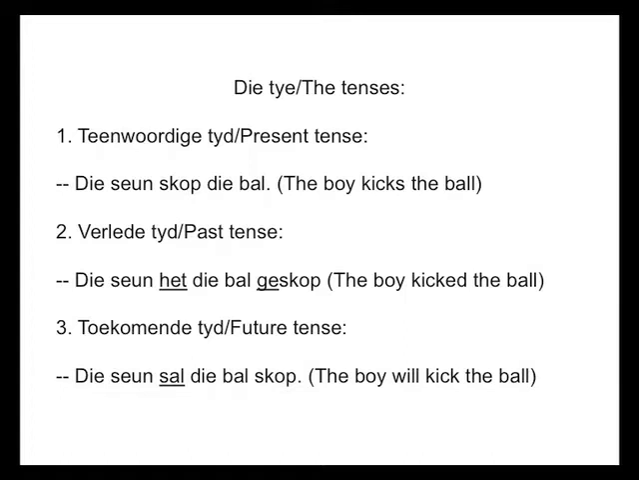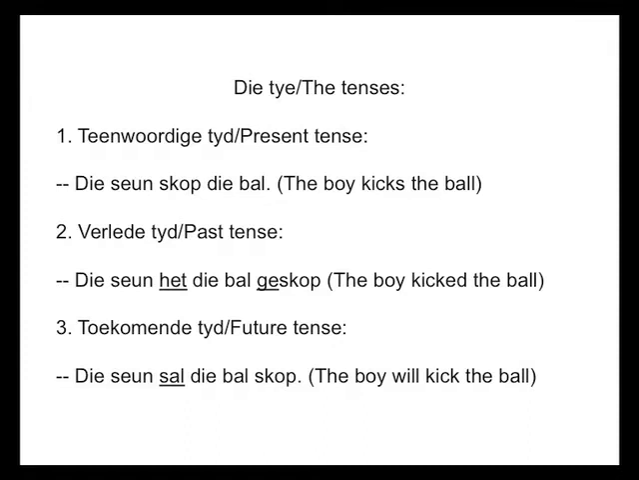And then the past tense, die seun het die bal geskop, the boy kicked the ball. And die toekomende tyd, which is the future tense, die seun sal die bal skop, the boy will kick the ball. So a few things to note. As you can see in the past tense, the word het is added to the sentence, and the verb, which is skop, which means kick, is moved to the end of the sentence, and the beginning part of the word is changed. It gets a ge added to it, the GE sound.